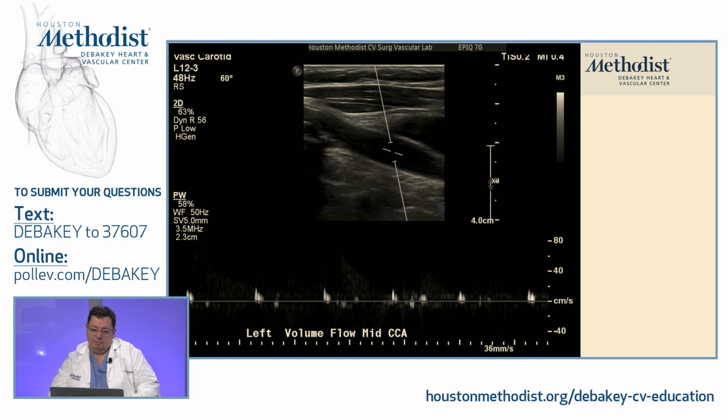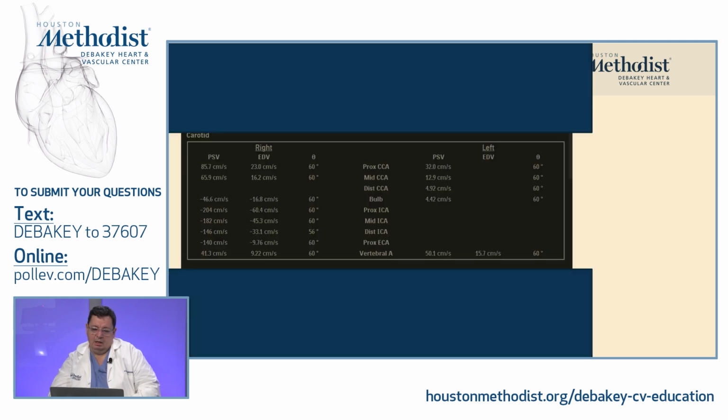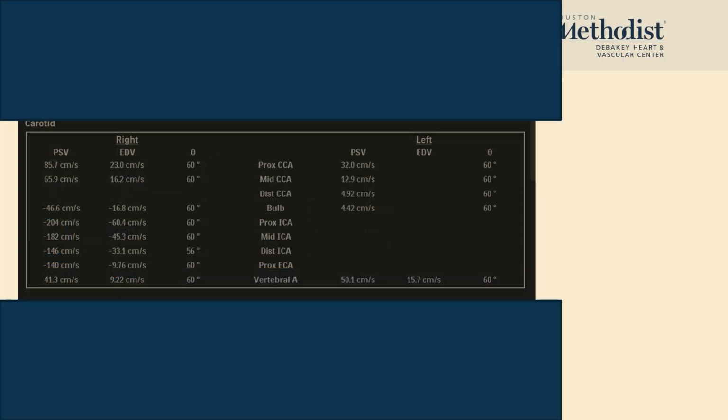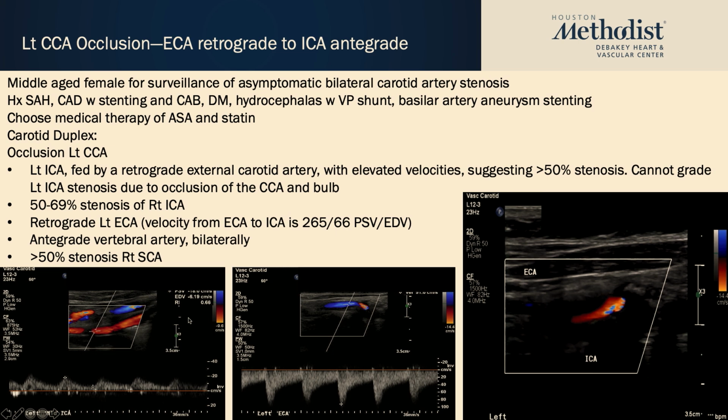What I think was really impressive, and why I wanted to show you my last summary, is that each of the velocities were done with a 60-degree angle. So here's 156. This is quite incredible, but this is what happens if you follow the protocol and you don't change the insonation angle for your measurement. That's just beautiful. So congratulations, and the summary is again just showing that we do have a 50 to 69% right ICA stenosis. We have a retrograde ECA, which is feeding my ICA with a total left CCA occlusion.